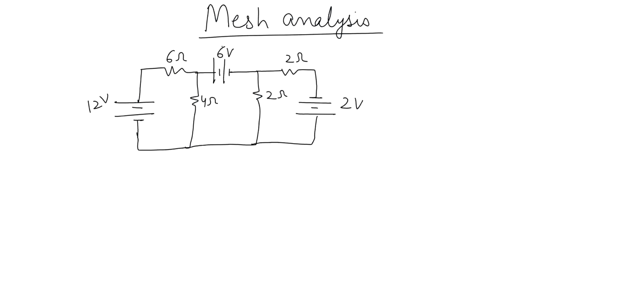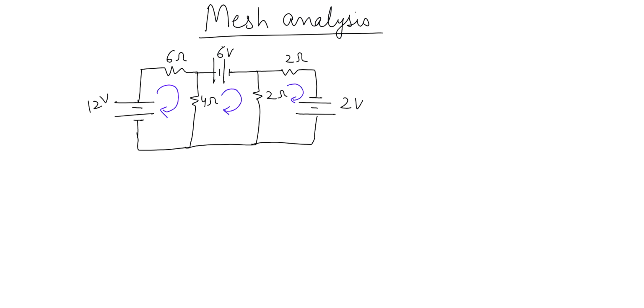Learning about mesh analysis, how to solve circuits using mesh analysis. So the first step in solving the mesh analysis is, first of all, you need to consider how many loops you have in the circuit. So we have loop one, loop two, and we have a third loop.